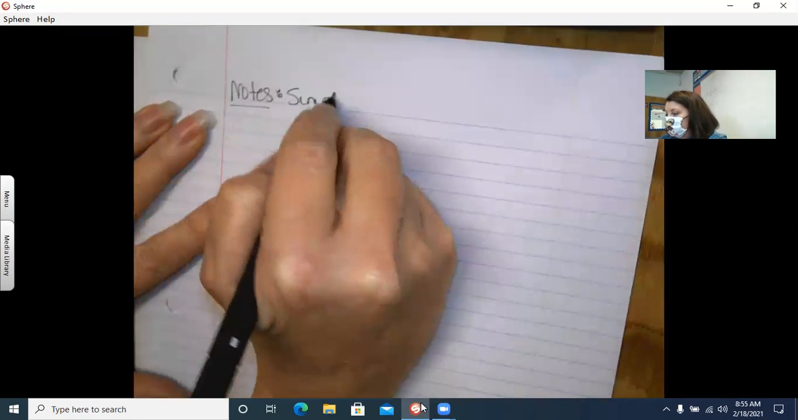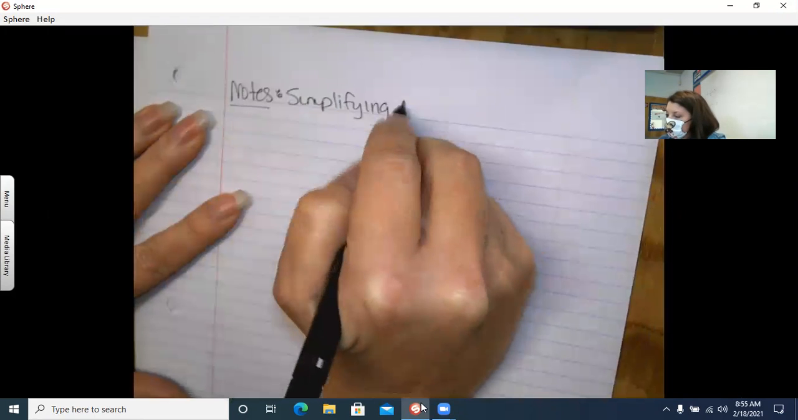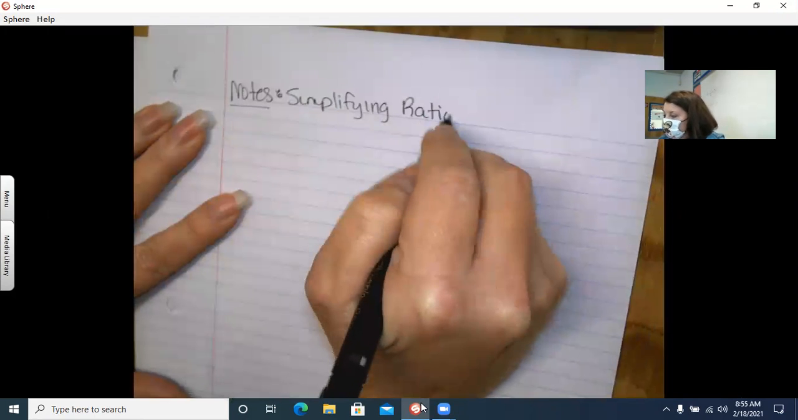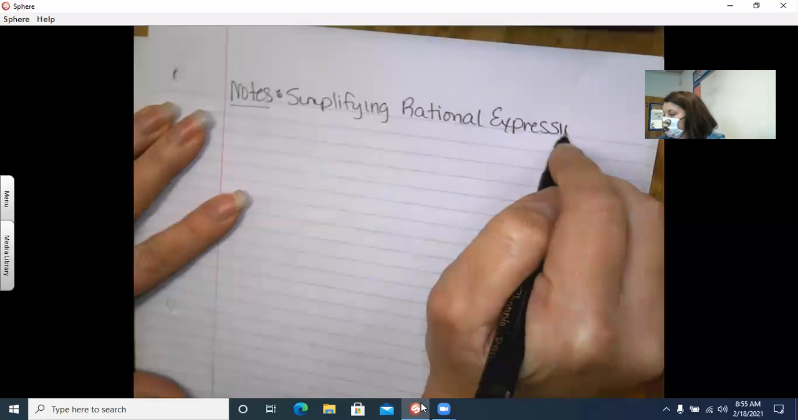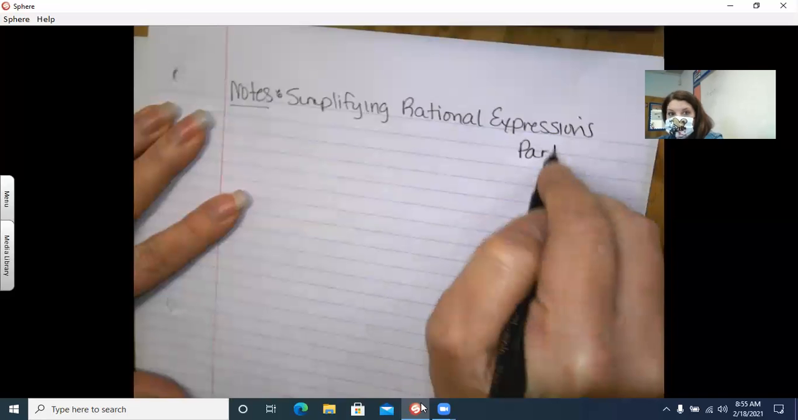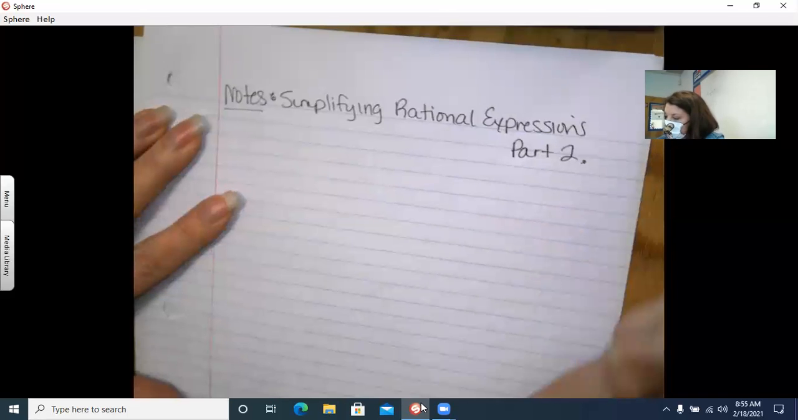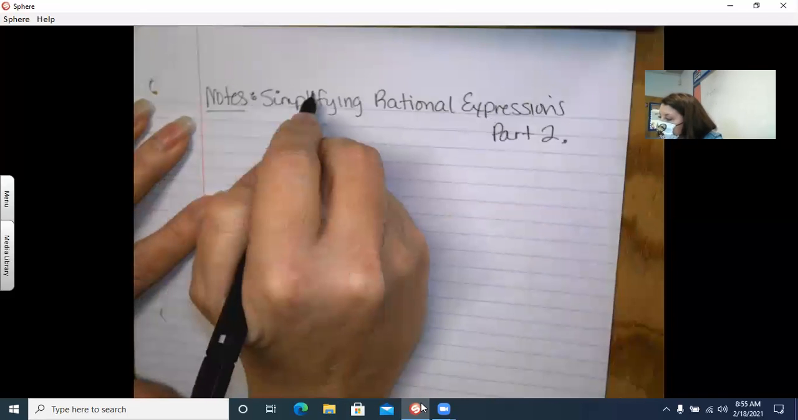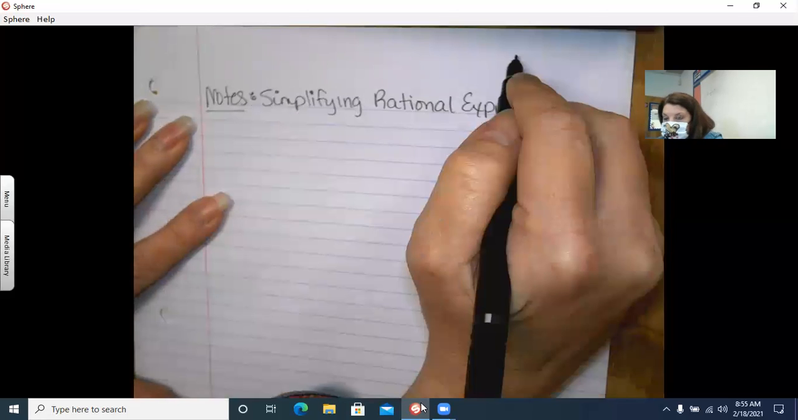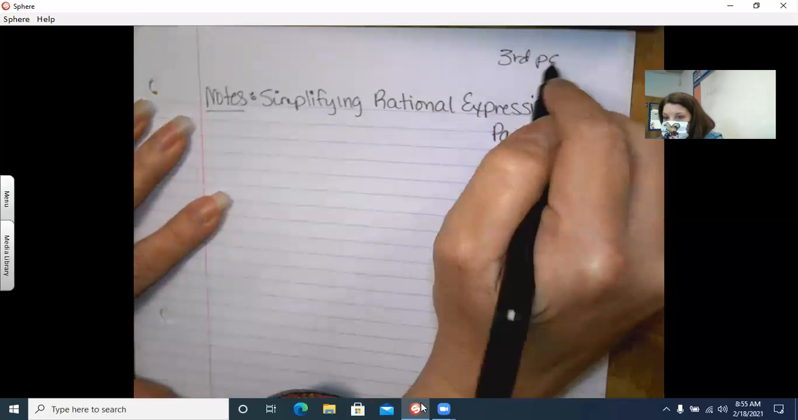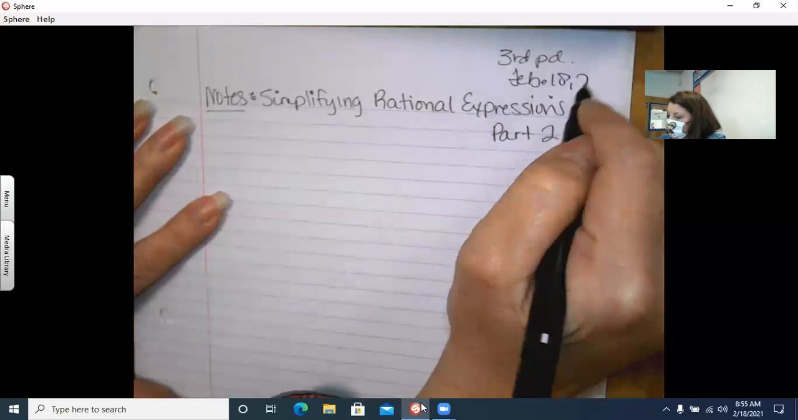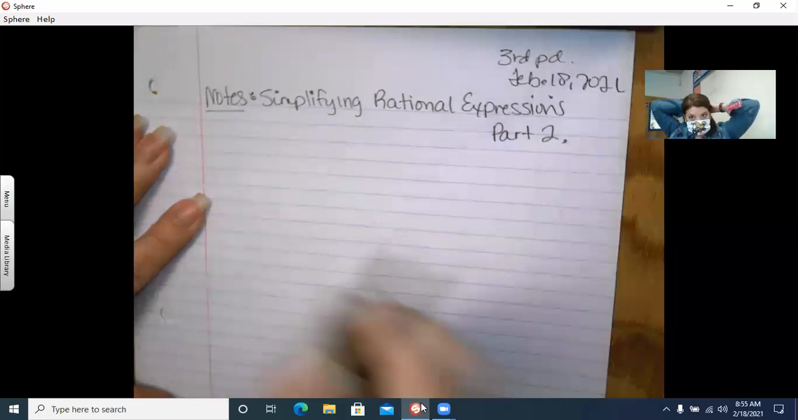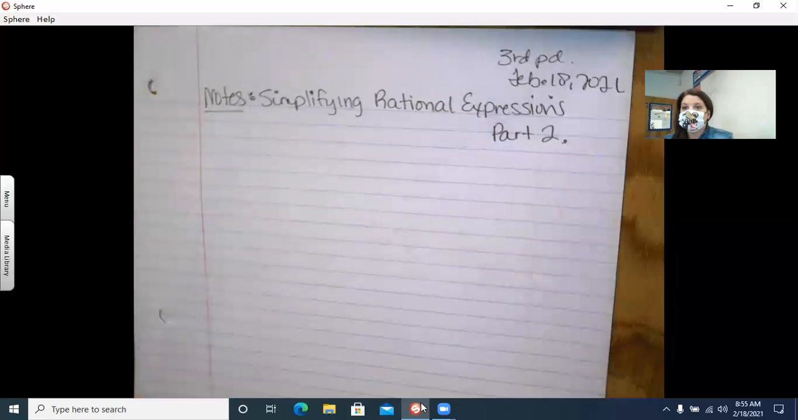Simplifying rational expressions, part 2. We already did part 1. You had an assignment on part 1. If you have not turned that in, the notes or the assignment obviously needs to be done ASAP. But these notes are pretty much the same thing. I want to go over it again because it's super, super important.